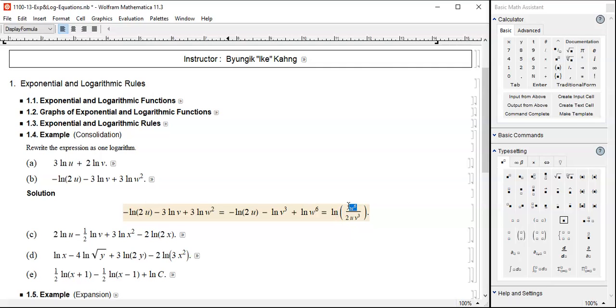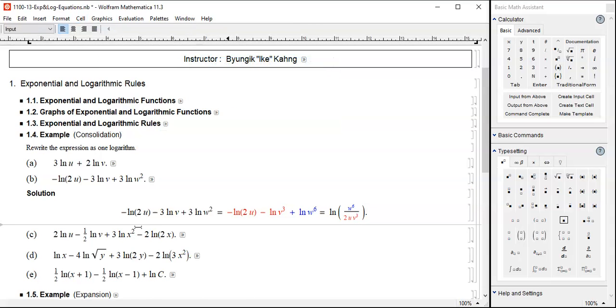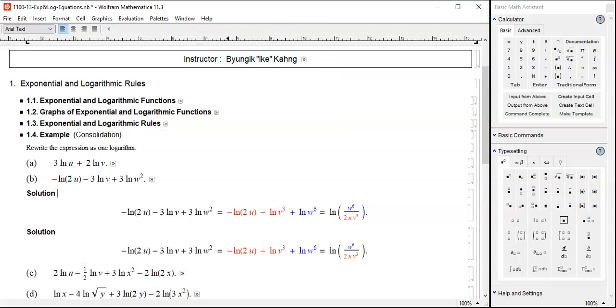So numerator, that means addition, plus. And denominator here, that means division. So that's subtraction, like this. That's one way to do it, and that's the way I like to do. Let me put it as solution 1.